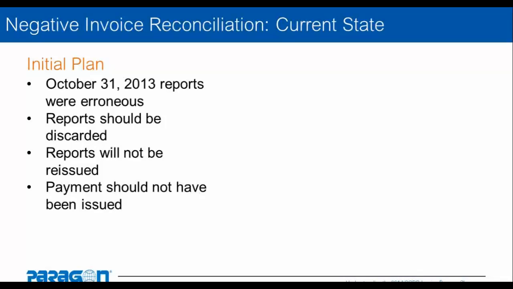In November 2013, the TPA sent 2 separate notices to manufacturers to disregard these negative invoice reports. Additionally, they confirmed that the plan sponsors should not have sent payment to manufacturers on account of these reports. As such, if your organization received funds related to these reports, you need to contact the TPA for assistance in returning these funds.